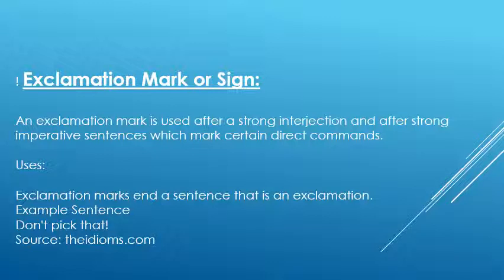Next, the exclamation mark or sign of exclamation. What is exclamation? The exclamation mark is used after a strong interjection and after strong imperative sentences which mark certain direct commands. Strong interjections, what are interjections? Hurrah, alas, bravo, wow. So after these strong interjections we use the sign of exclamation. And after strong imperative sentences, where we are giving a command to the other person.